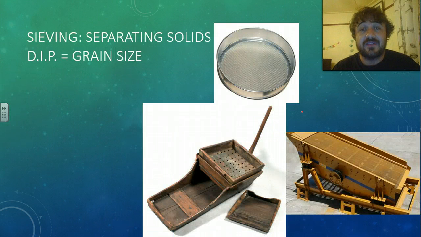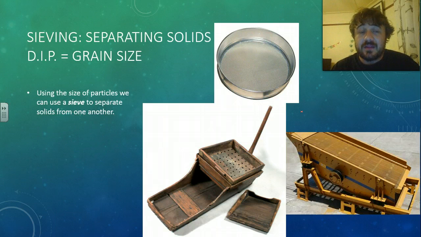Alright, sieving is the first one. You know this, you've seen it before. The D.I.P is grain size or particle size, so we use the size of particles to separate solids from each other. Here is the standard one you've seen before. This one's from Ballarat out in the gold mines. That's an old-timey 1800s one called a cradle rocker. You put the gold, all the chunks, in here, and you shake it down, and all the dirt and stuff goes through.